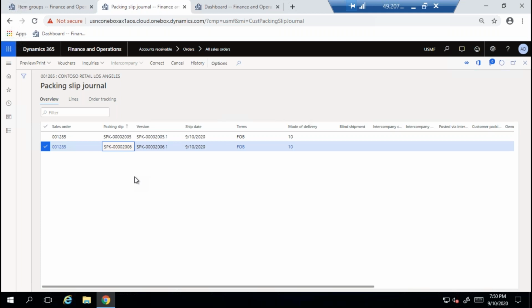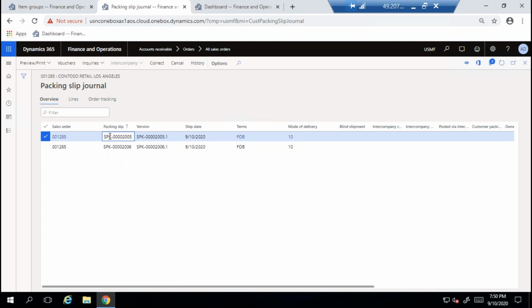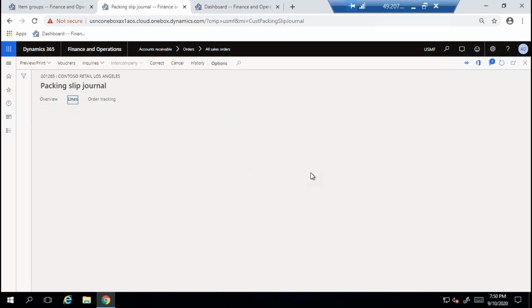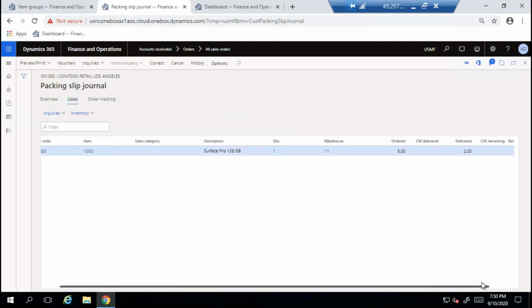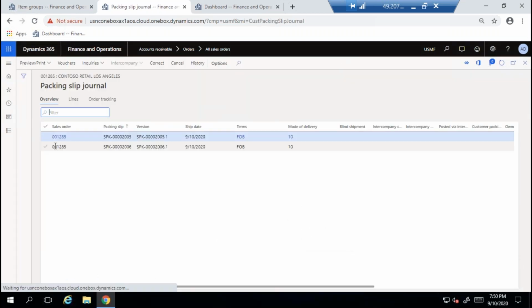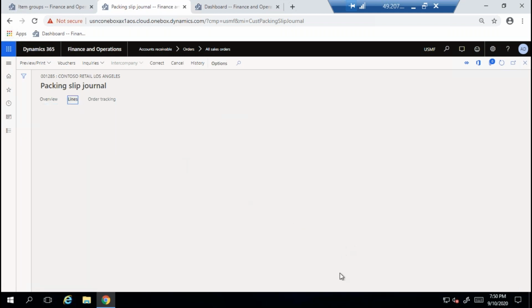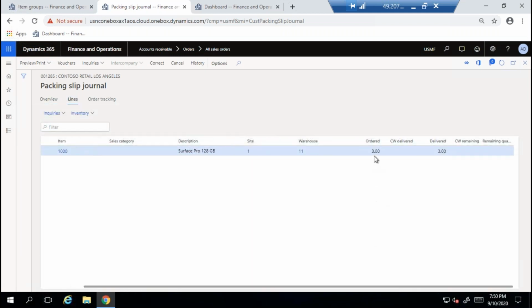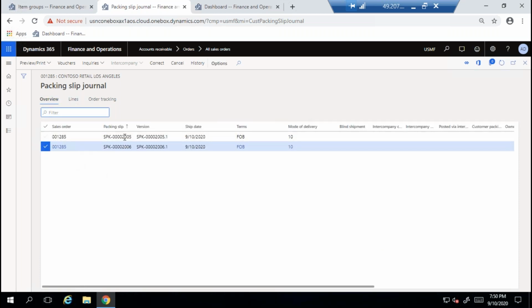So the packing slip, you deliver 2 quantity. Packing slip general, 2 quantity. Then the second one is 3 quantity. So the packing slip has a journal. Packing slip only makes sense for sales order, nowhere else.